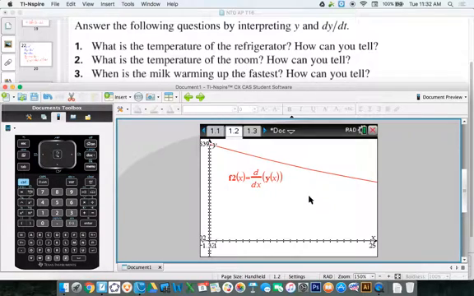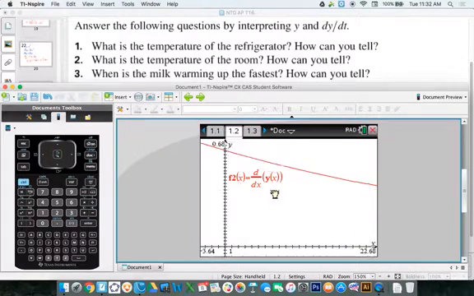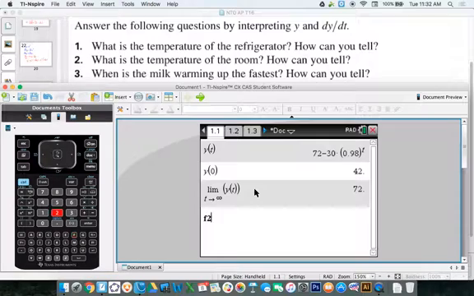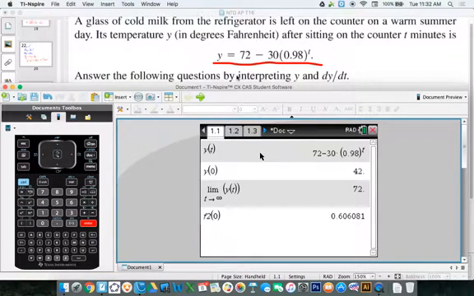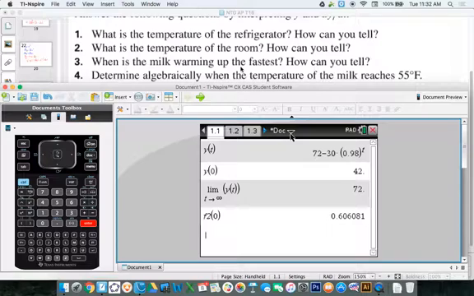And according to this graph, we can see the maximum of the derivative is when it first comes out of the refrigerator. So the milk is warming up fastest at t of 0. It doesn't ask for the rate, but we could find the rate. f2 of 0: the milk is warming up fastest at 0.606 degrees Fahrenheit per minute at time t equals 0. Determine algebraically when the temperature of the milk reaches 55 degrees.